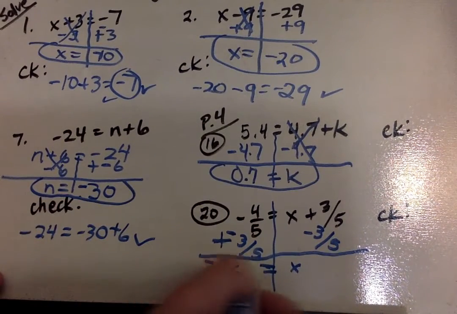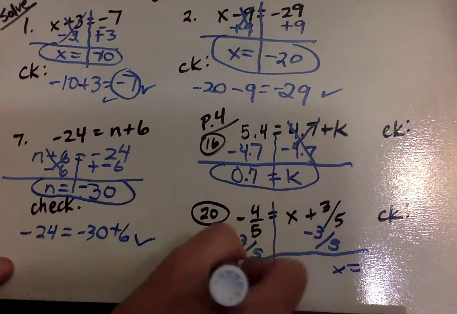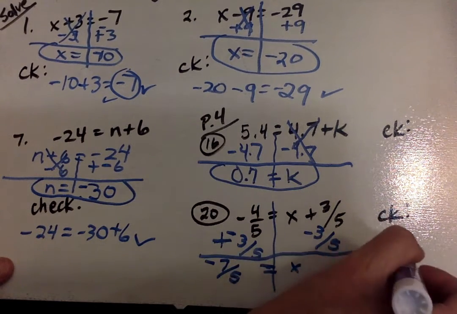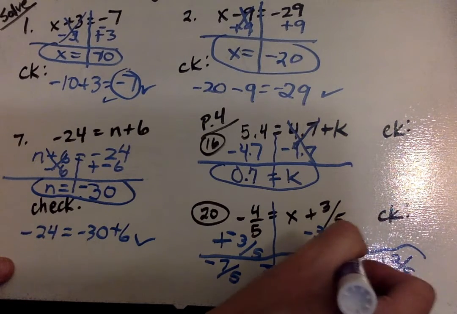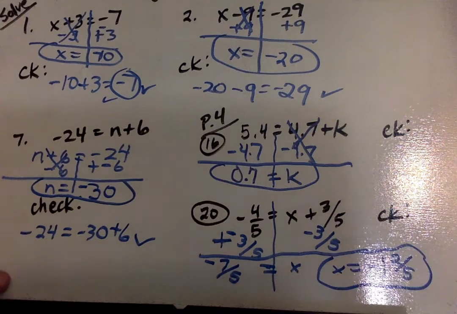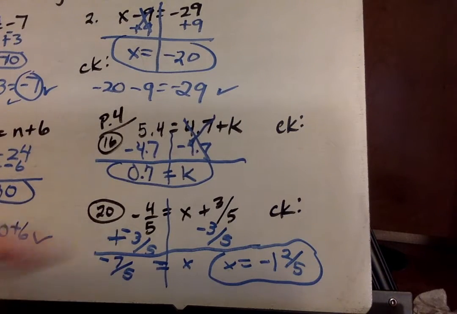Okay, so then we take negative 7/5, and it actually equals, 5 goes into 7, negative 1 2/5. And there's your answer there. Okay, hard to see that a little bit, but move it over there and you can see that better. There you go. All right.